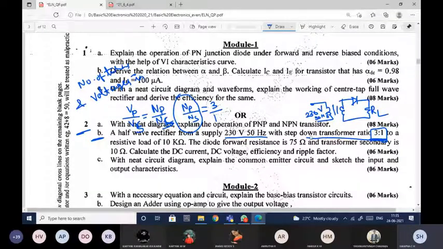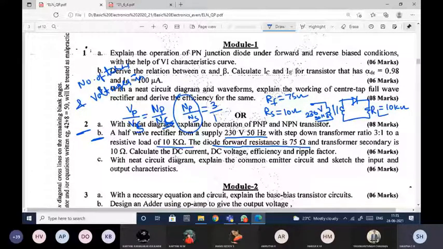Okay, fine. So with step down transformer ratio 3:1 to a resistive load of 10 kilo ohms. It means that he is saying that the RL value is 10 kilo ohms. The diode forward resistance is 75 ohms. I was talking about the diode forward resistance. It means that if the diode is forward biased, then the RF for that diode is 75 ohms. And the transformer secondary resistance is 10 ohms. I was speaking about RS as well, right? So RS is 10 ohms.